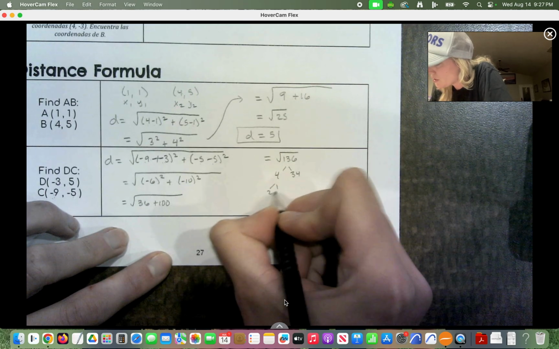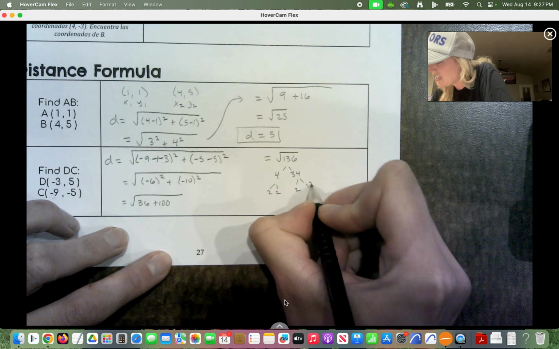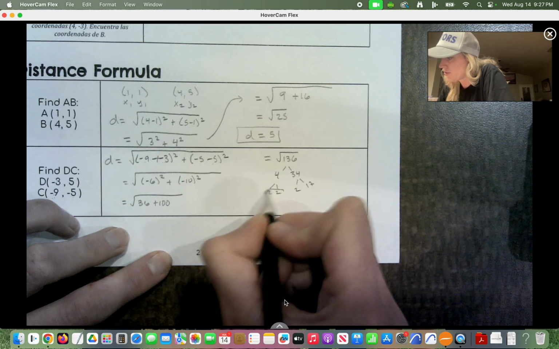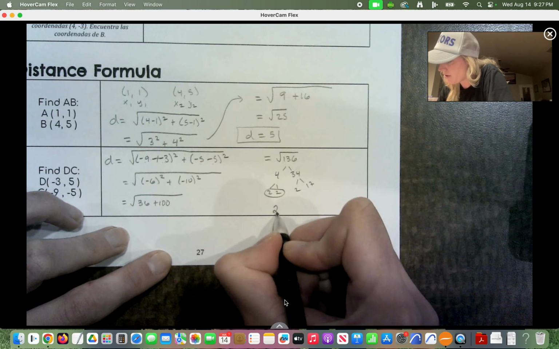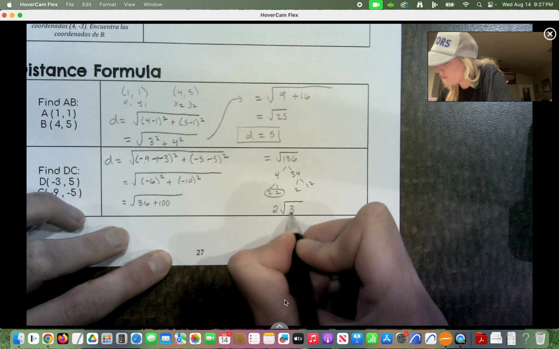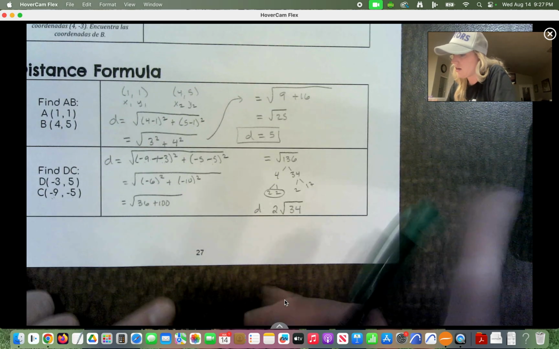4 breaks into 2 and 2, 34 breaks into 2 and 17, and those are all prime. So these are my numbers I have left. A pair of 2's means that 2 comes out front. 2 times 17 I put back together as 34. So that is my distance from A to B, or from D to C.